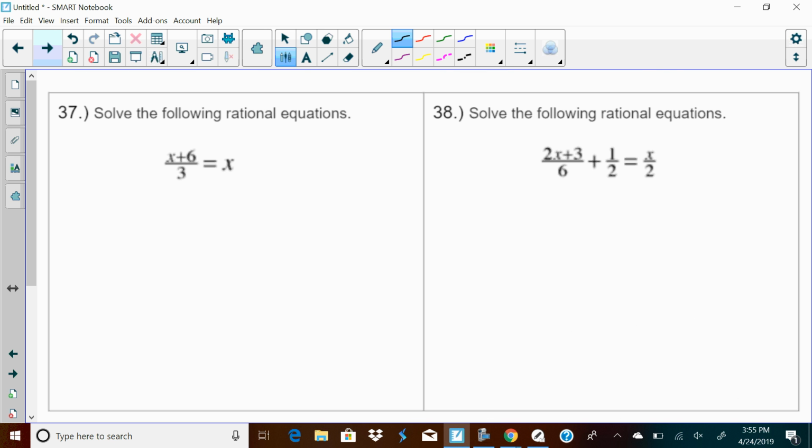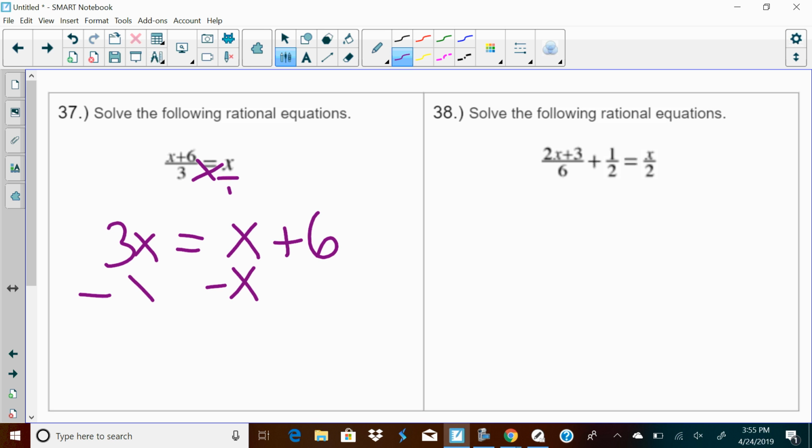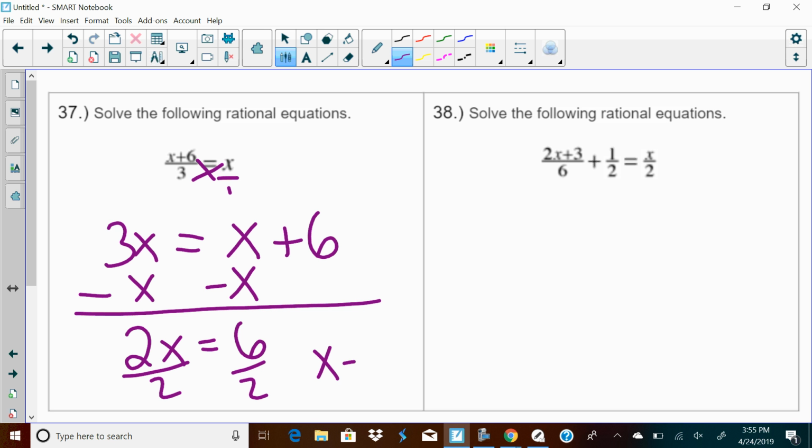And my last set of problems is to solve the following rationals. So I could put it over 1 and cross multiply, or multiply by 3, it's up to you. So if I cross multiply, I end up with 3x equals x plus 6. Subtract x from both sides. I get 2x equals 6. Divide by 2, so x equals 3.